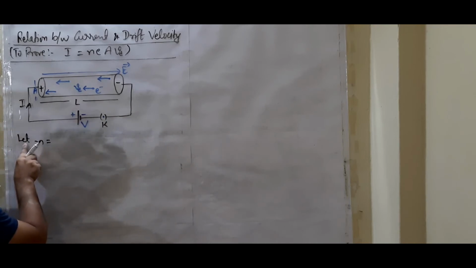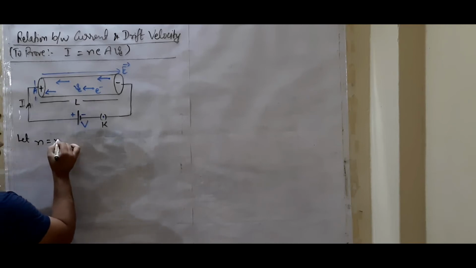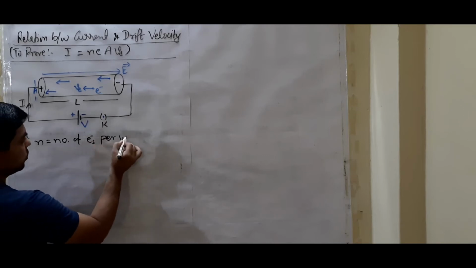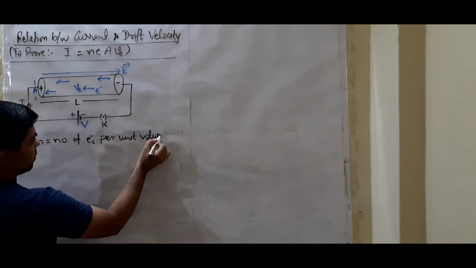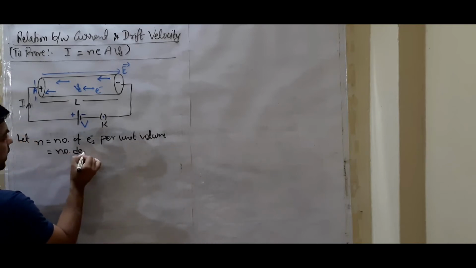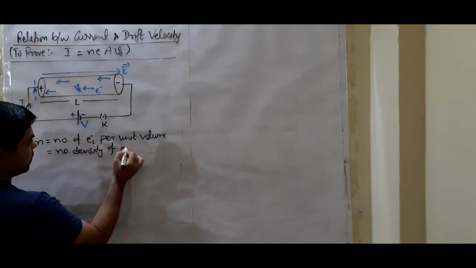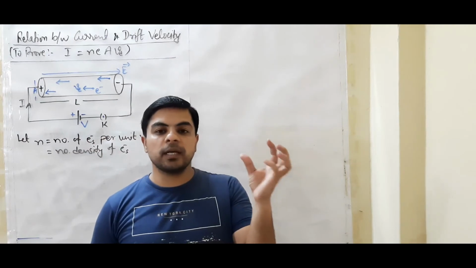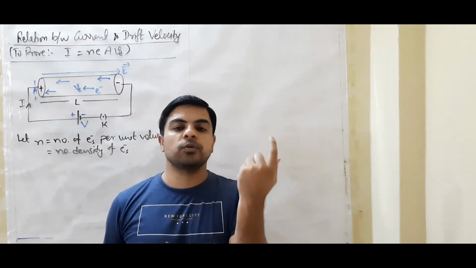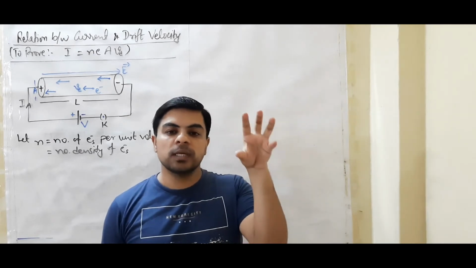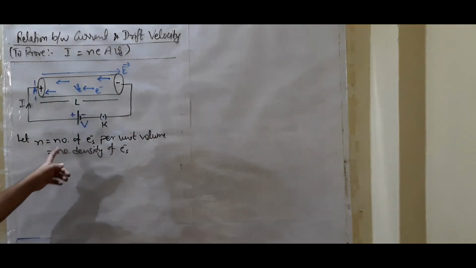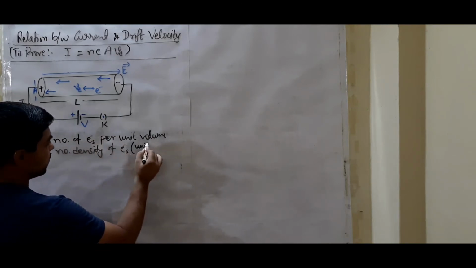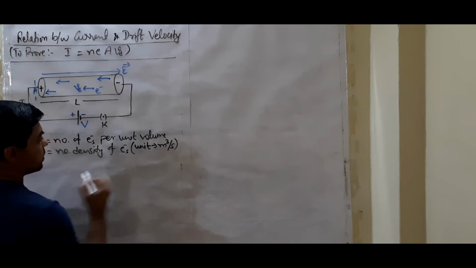So the derivation again starts from let n. Here n, the factor which we are representing, is called the number of electrons per unit volume, also called the number density of electrons. This is the factor which tells us the number of electrons present in the circuit per unit volume. For a unit volume, whatever is the number of free electrons, that we are representing with the factor n. So n is called the number of electrons per unit volume, also known as the number density of electrons. If we write the unit, it will be meter cube per second.